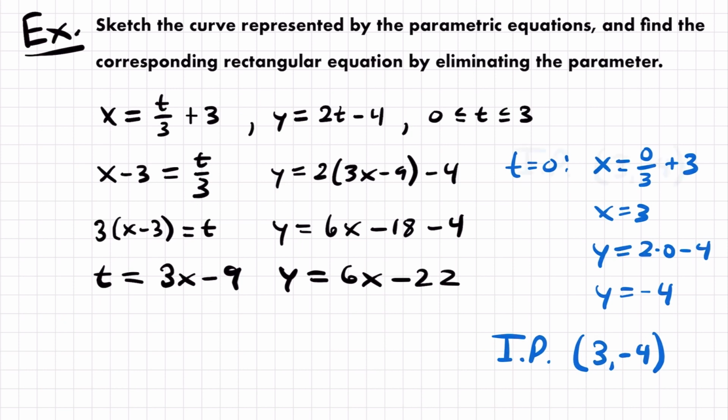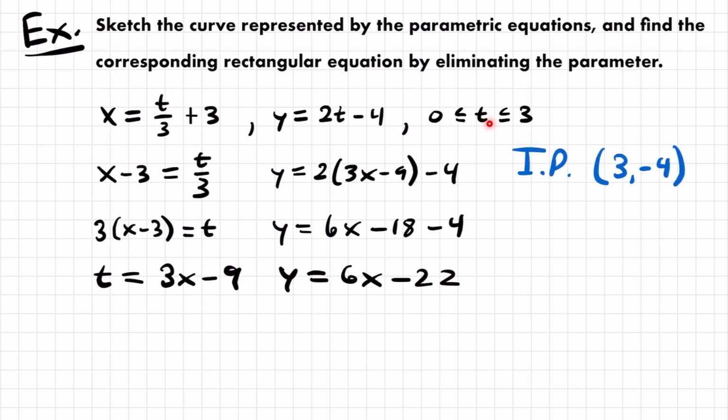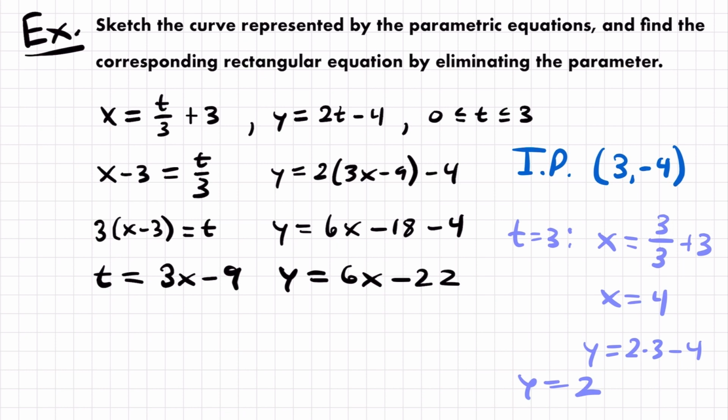Okay, so if I clean up my work, now let's find our terminal point when t equals 3. And so when t equals 3, we will plug 3 into each of these equations. So x is going to be equal to 3 divided by 3 plus 3. That's a lot of 3's, but 3 divided by 3 is 1, then 1 plus 3 is 4, so x is equal to 4. And then y will be equal to 2 times 3 minus 4. And 2 times 3 is 6, minus 4 is 2, so we know that y is equal to 2. And so our terminal point, or the point where our curve will end, will be at 4, 2.